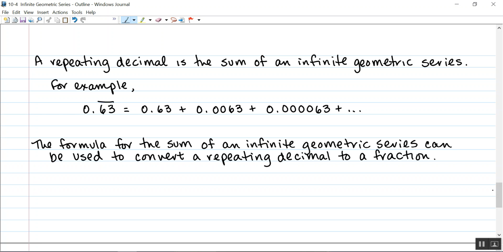A repeating decimal is actually the sum of an infinite geometric series. So for example, if I have 0.63 repeating, that's equal to 0.63 plus 0.0063 plus 0.000063, and so on. Notice the number of zeros in front of the 63 is increasing by 2 every time. So the formula for the sum of an infinite series can be used to convert a repeating decimal into a fraction.